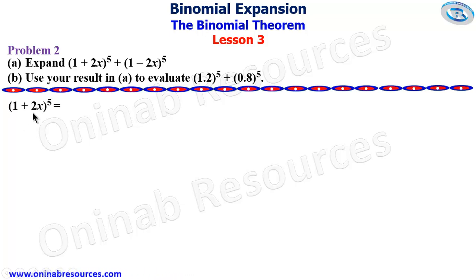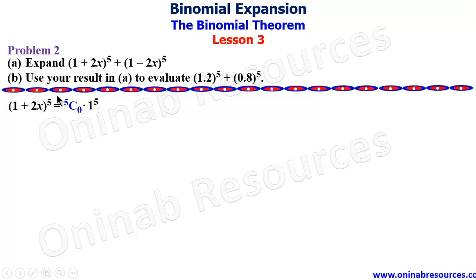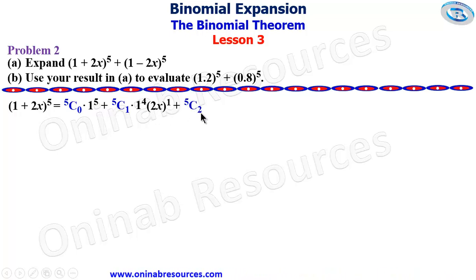So we start with (1 + 2x)^5. Since the power is 5, the first coefficient will be 5 combination 0. This is times 1 raised to power 5. This one takes the highest power. Then this is going to the next term. We are going to have the coefficient to be 5 combination 1. This is times 1 raised to power 4. Then the 2x comes in here to take the power 1. So we have 2x raised to power 1 plus 5 combination 2.